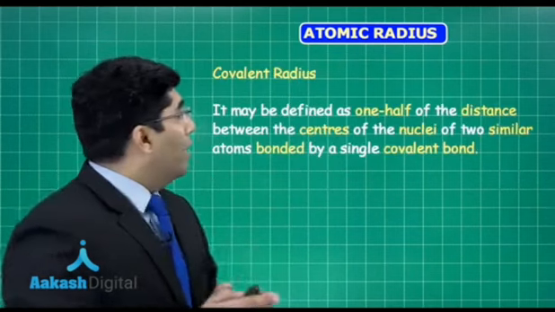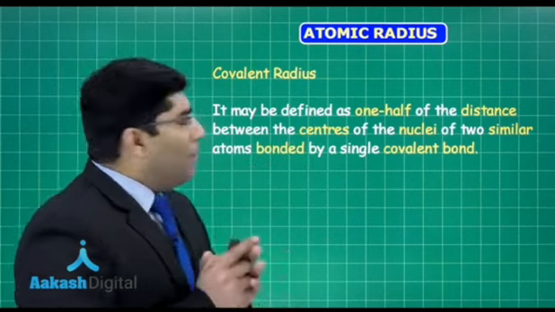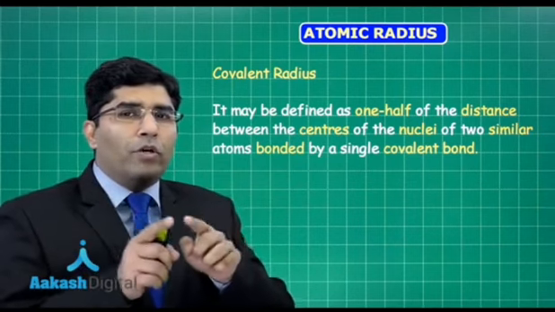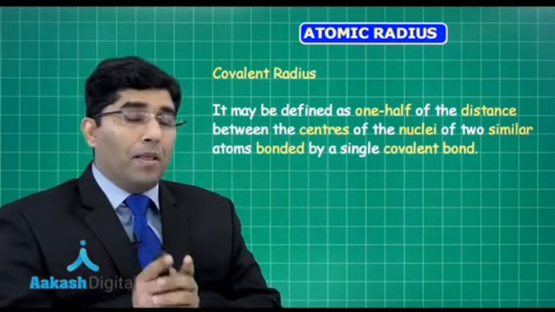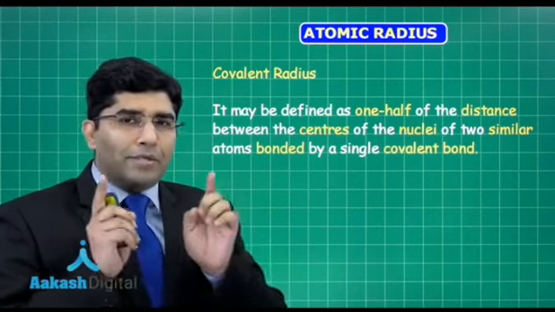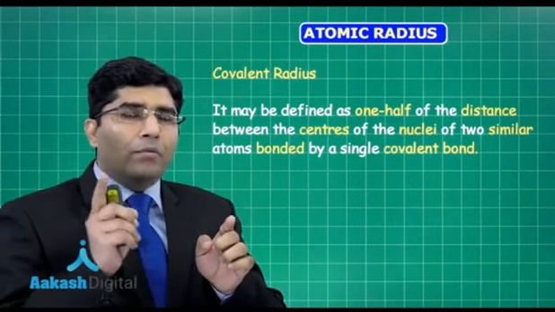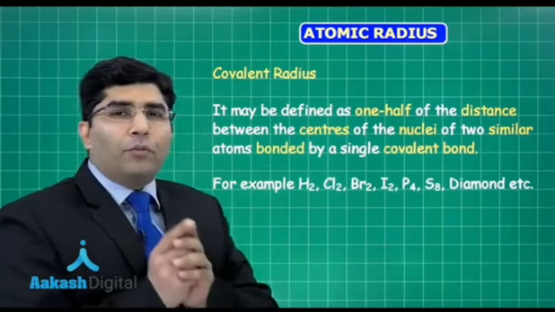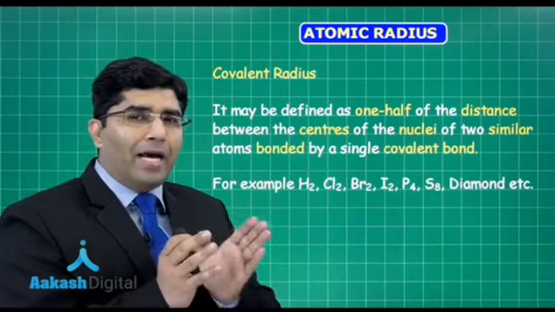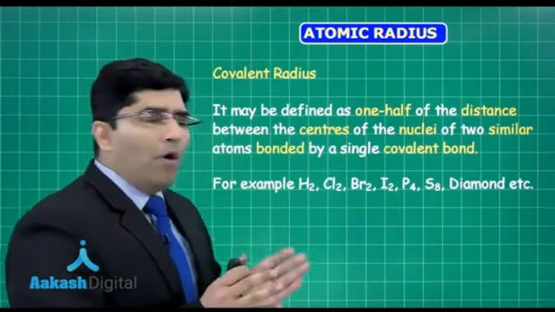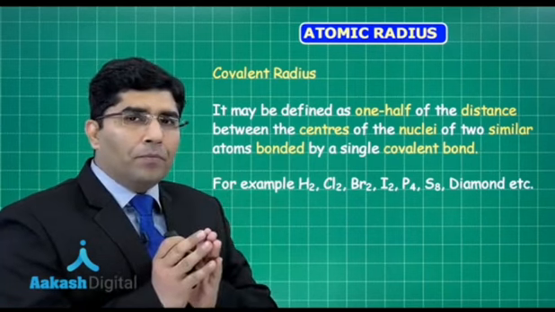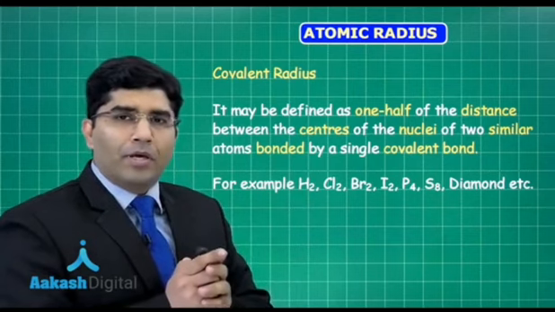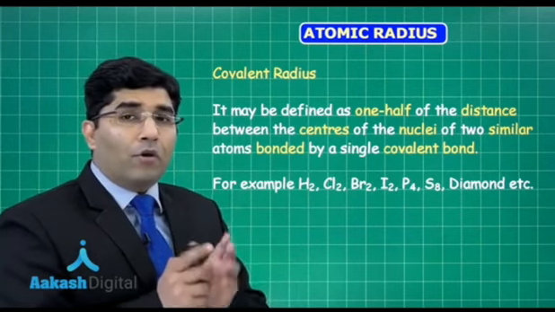So starting with the covalent radius, it may be defined as half of the distance between the two nuclei of covalently bonded atoms, but the atoms should be the same, right? And the bond should be a single bond. For example, in H2, Cl2, Br2, I2, P4, S8 and diamond, they all form single bonds. Therefore, we will find the covalent radius of these types of elements, right? So how to find the covalent radius of the element?